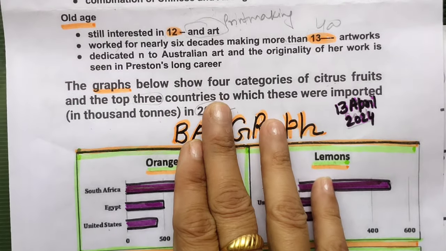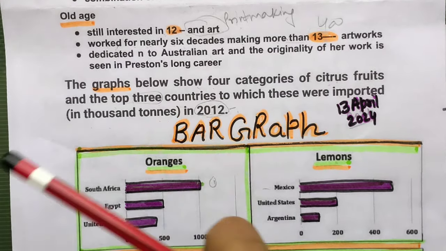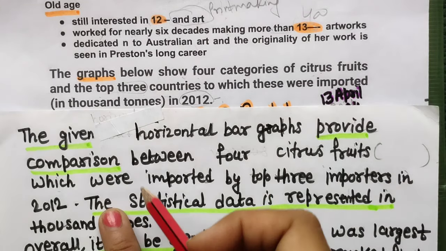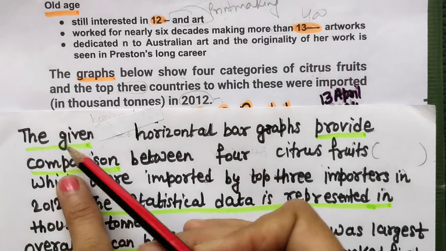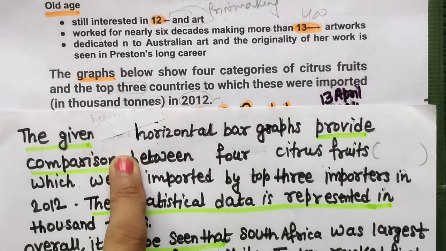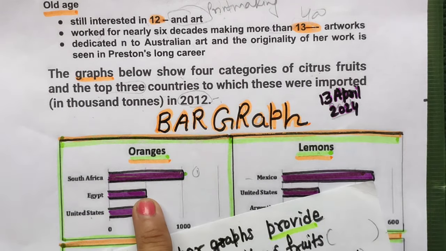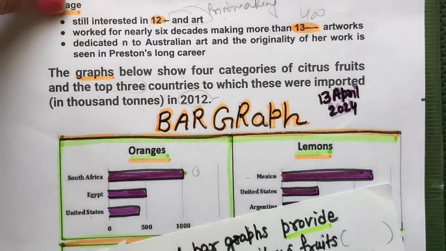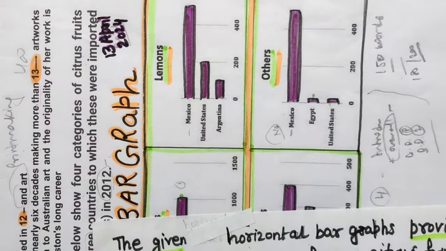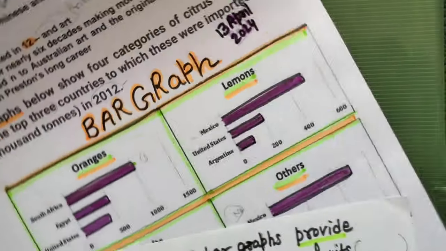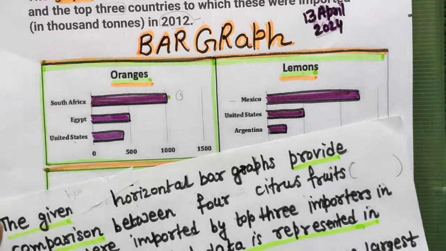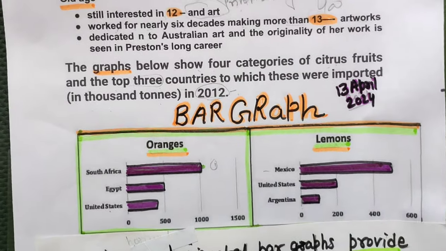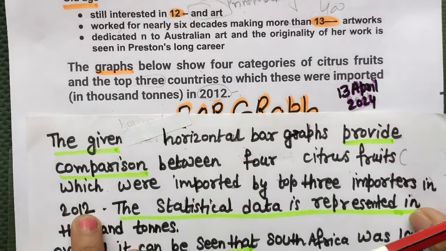Let's do this introduction. Introduction means paraphrasing of the question statement. Now see my first introduction paragraph: the given horizontal bar graph. This is a horizontal bar graph. If the bars are like that, it is a vertical bar graph. Now it is a horizontal bar graph. Okay, the given horizontal bar graph, because 4 bar graphs are there.